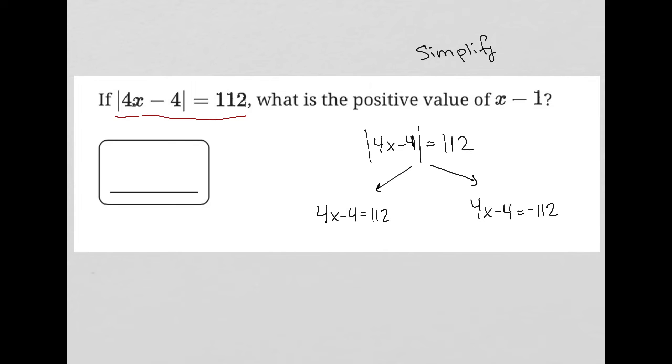So because the question is asking for the positive value of x minus 1, I am going to factor out the 4 here so that I have an x minus 1 here, which makes it easier to isolate. It's not the only way to do this, by the way, but it's the way that I'm choosing to do it here. I can divide both sides by 4, and therefore I'd have x minus 1 is equal to, I believe that's going to be 28.